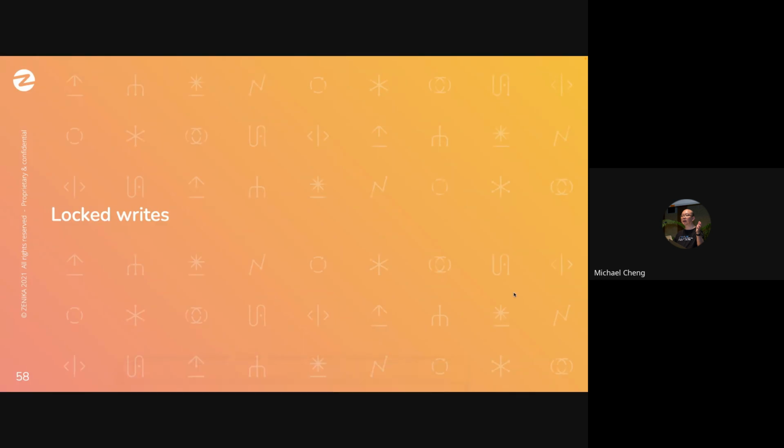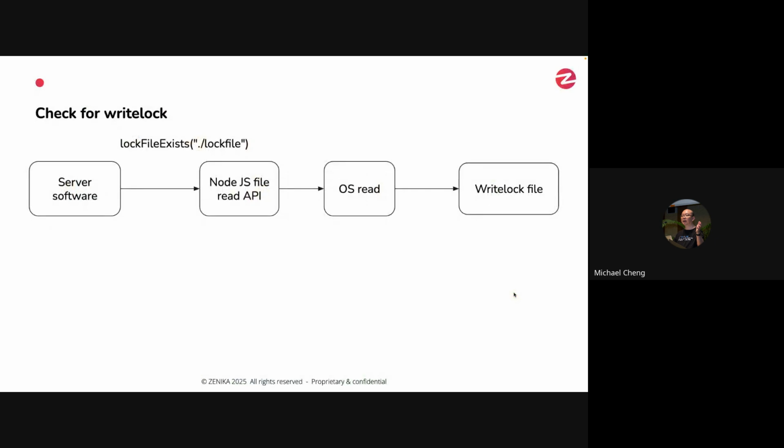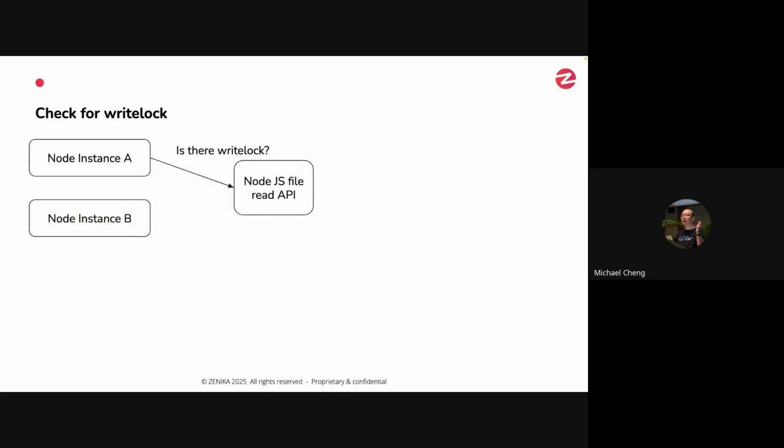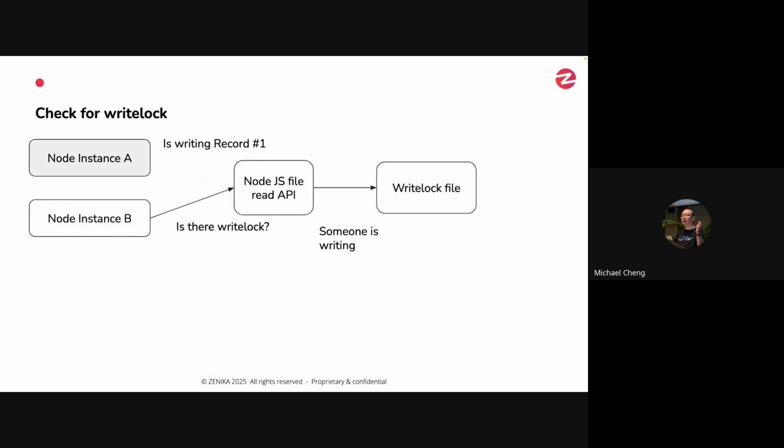So how does the log write work? We're going to check if the file exists, and then check the timestamp on the log file, and that is how it reduces the overrides. It works like this. Is there a write log? We check, and A says no write log. I'm going to start writing. I'm going to create a write log, and then B checks, is there a write log? Someone is writing, so B doesn't write. B waits for 100 milliseconds.